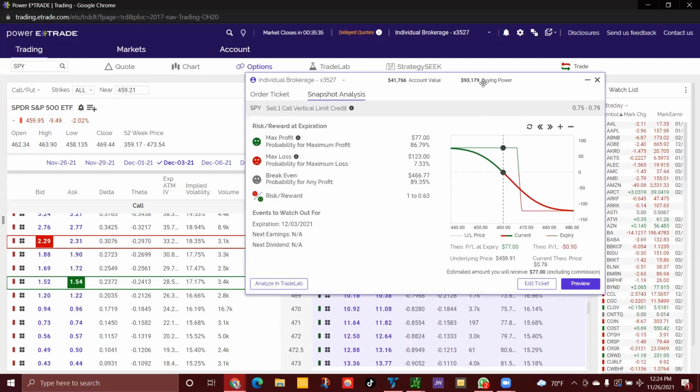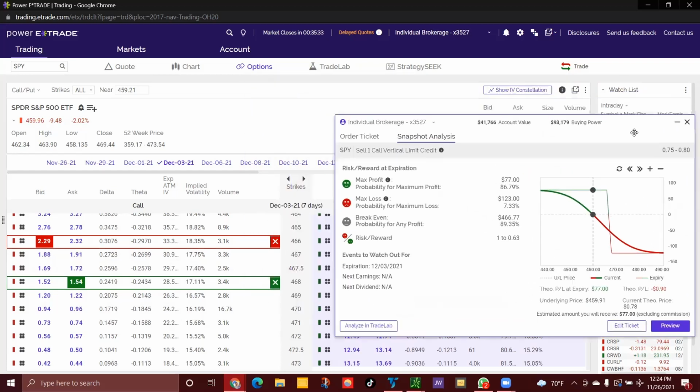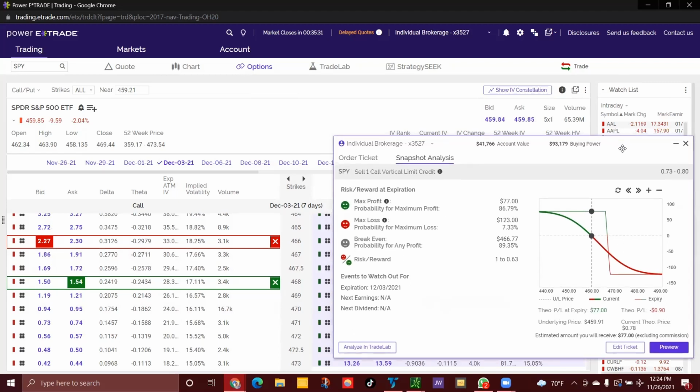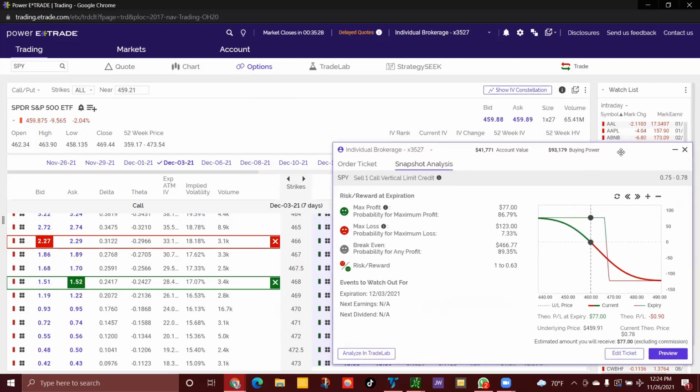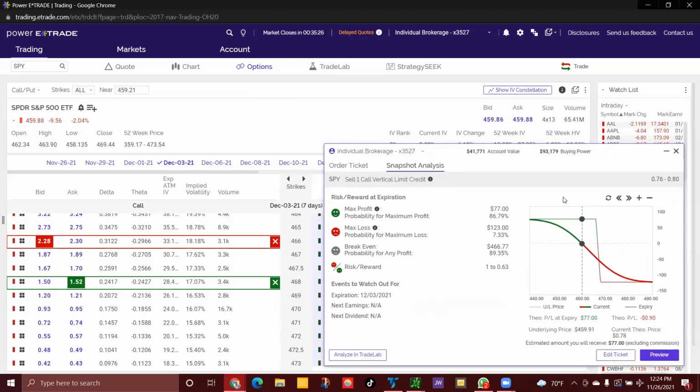Let's look at the analysis on it. So that right there is showing that our max profit will be $77 per contract and our max loss is $123. Okay, and again, this is as long as it stays below 466.